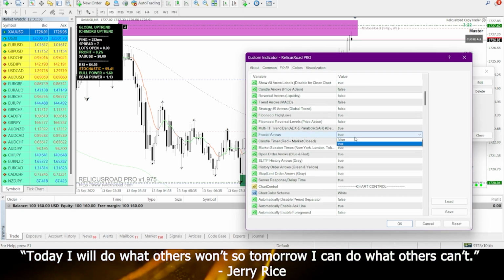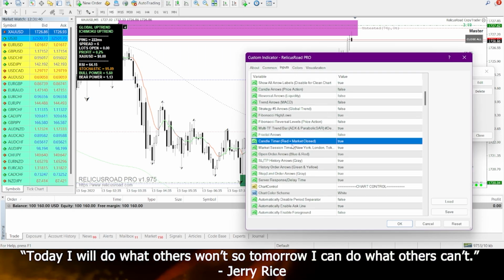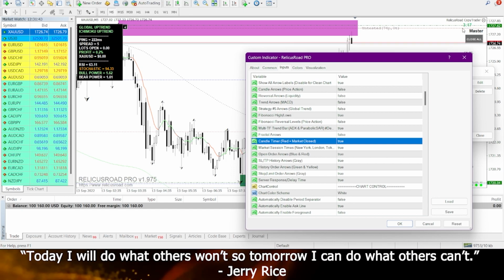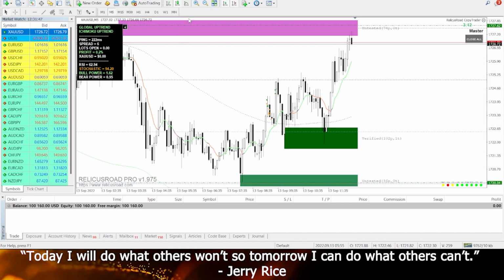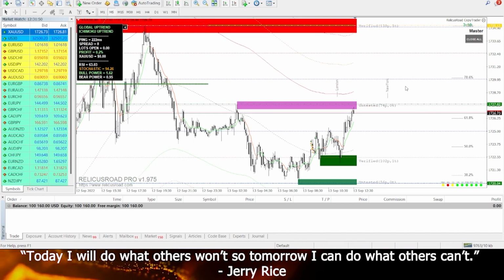So everything is here, and it's pretty fast. The candle timer, you can see here, that candle open, close timer. Market session open and close. We have automatically optimized these, so they will automatically be optimized for you also.